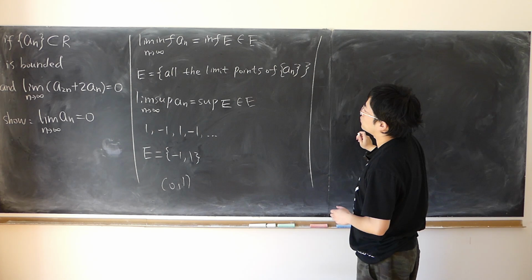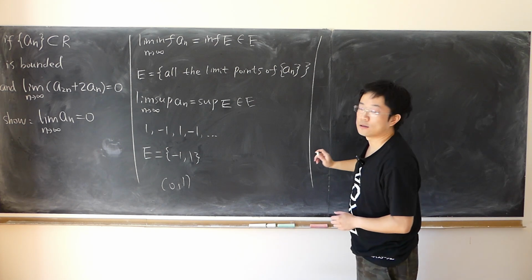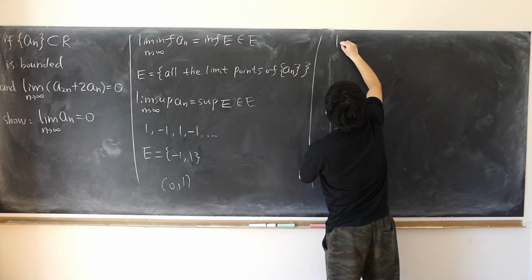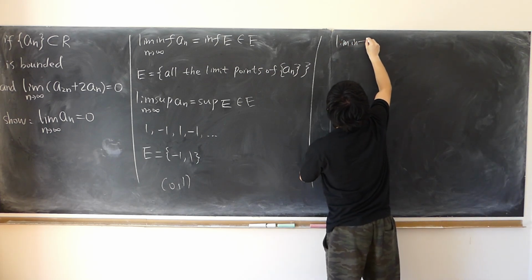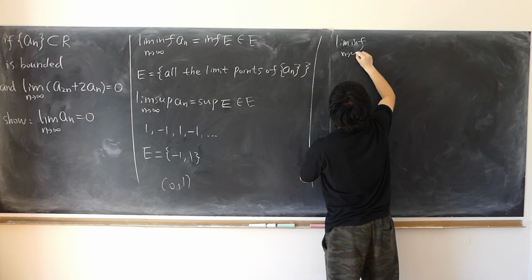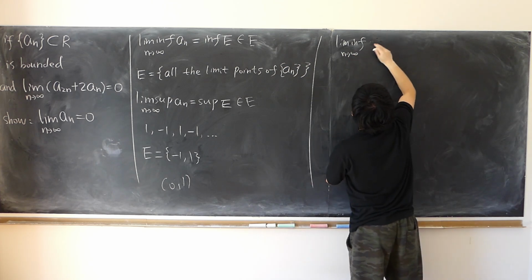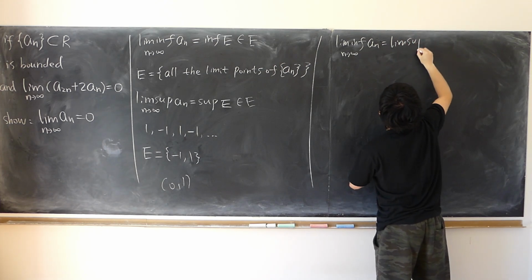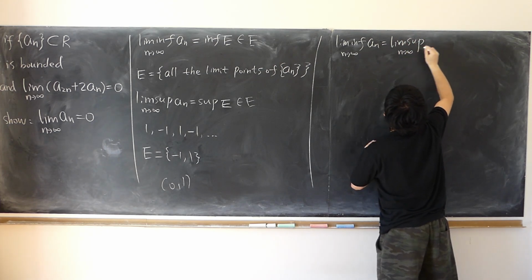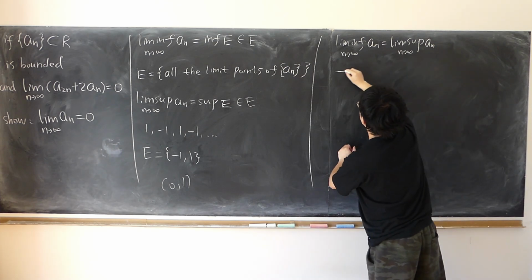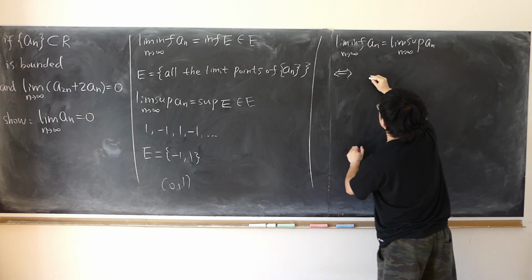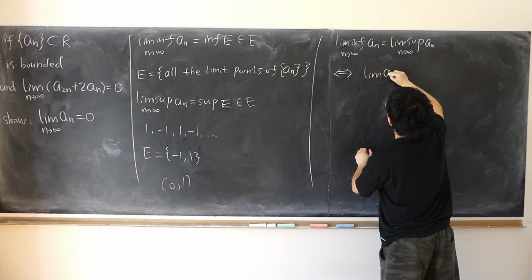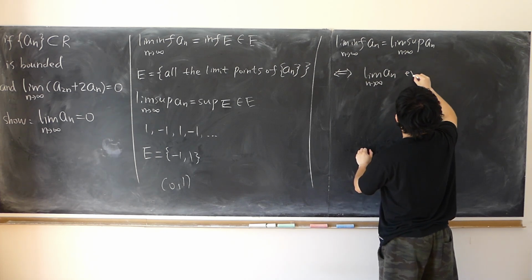So why am I going to use this? As long as I can show that lim_inf is equal to the lim_sup, then I can immediately show that the limit of the original sequence exists.